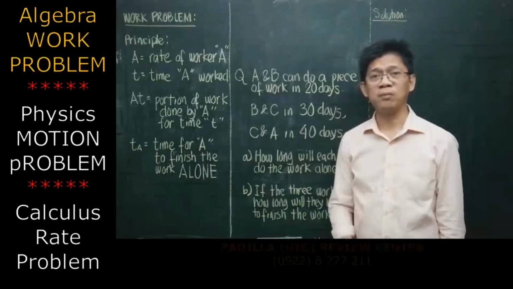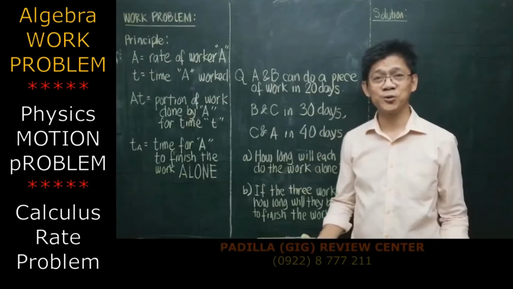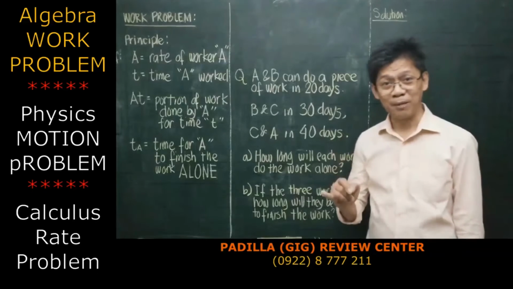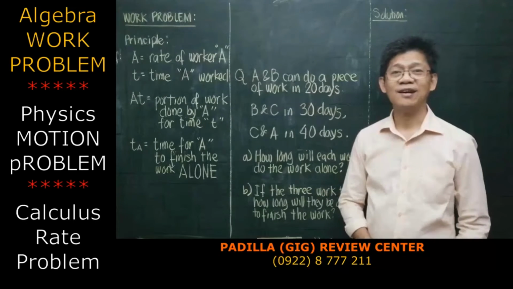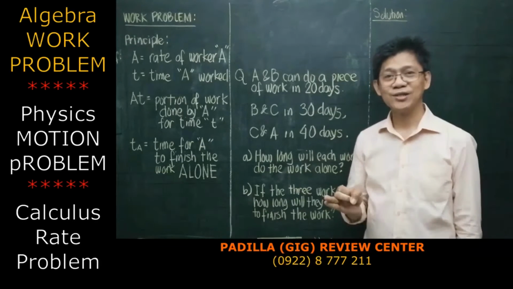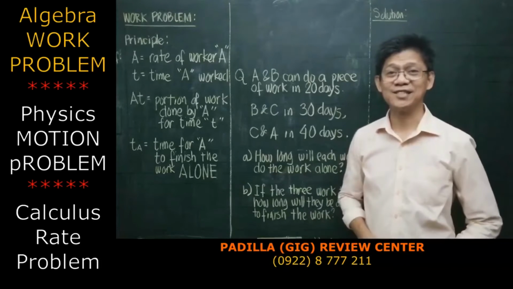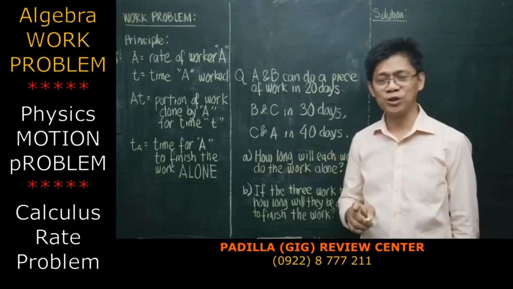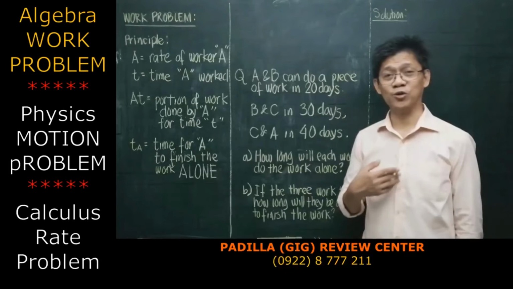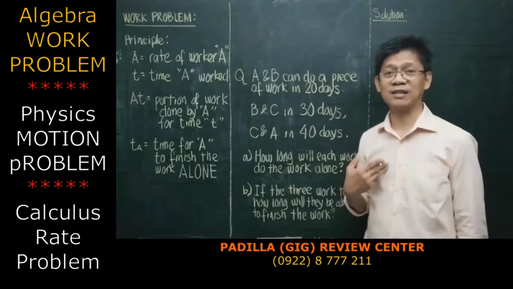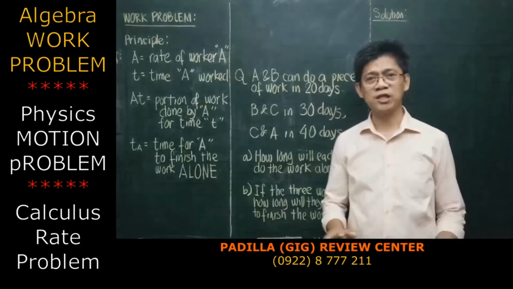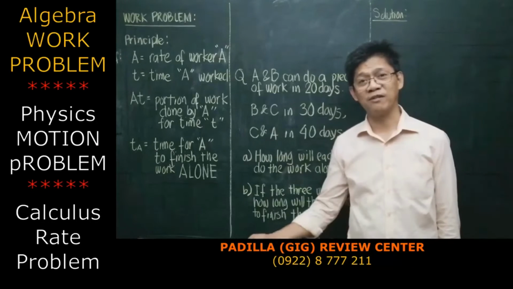There are three problems in mathematics whose terms or terminologies look alike or similar. The word problem, algebra, calculus, and physics. All of them can use the word job, can use the word work, or can use verbs that indicate work. But how will you be able to distinguish them one from the other?